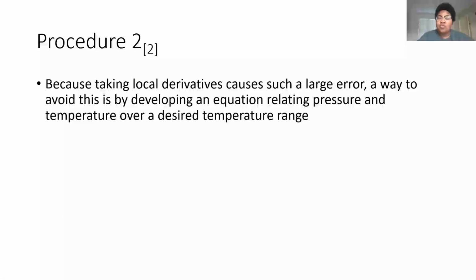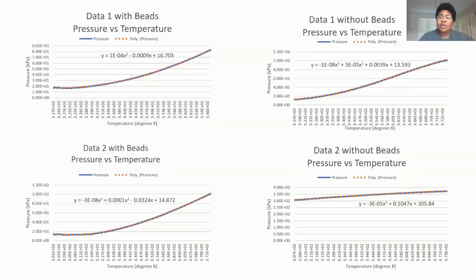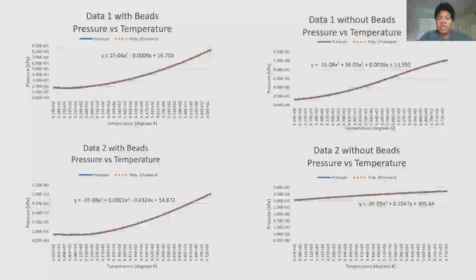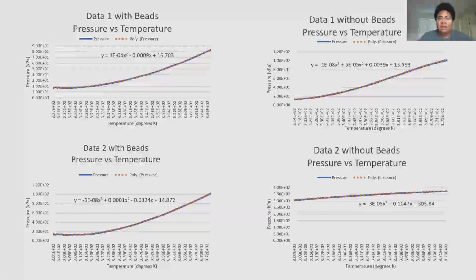In procedure 2, we tried to take away some of the error. We do this by developing an equation relating pressure and temperature over the desired temperature range. I got this equation by plotting temperature versus pressure and then plotting a trend line for the data. To make sure that this would work, I plotted it on top of the line. It is a very close fit, with the exception of the beginning, which is where a lot of noise is anyway. The beginning data doesn't really give a lot to the experimental results.